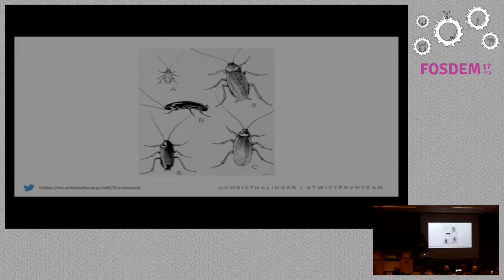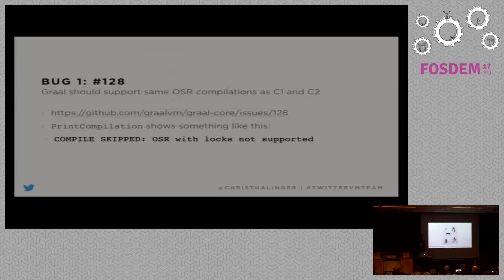Okay, so we've run Graal at Twitter, and we found a few bugs. So actually not that many. We basically only found 2. I'm talking about 3 bugs here now, just so you have an idea of the things we noticed. I think I actually noticed this one even before I started running stuff at Twitter. It's basically, Graal does not support certain on-stack replacement compilations, which turns out could be an issue. So when you turn on print compilation, it looks like something like this. It says, oh, I can't do an OSR with locks.